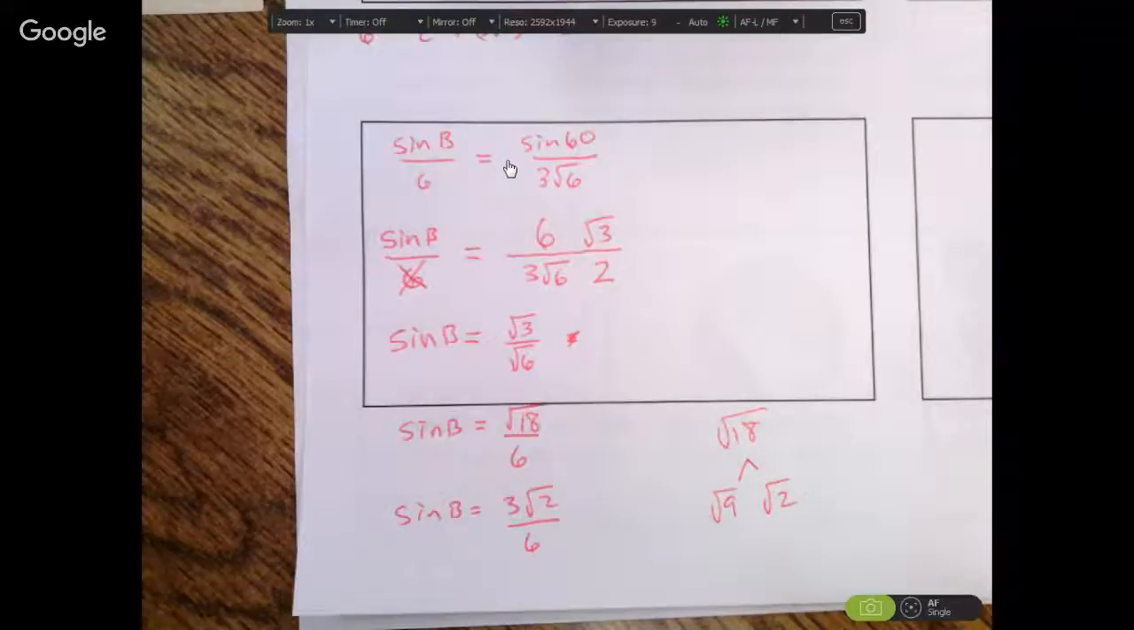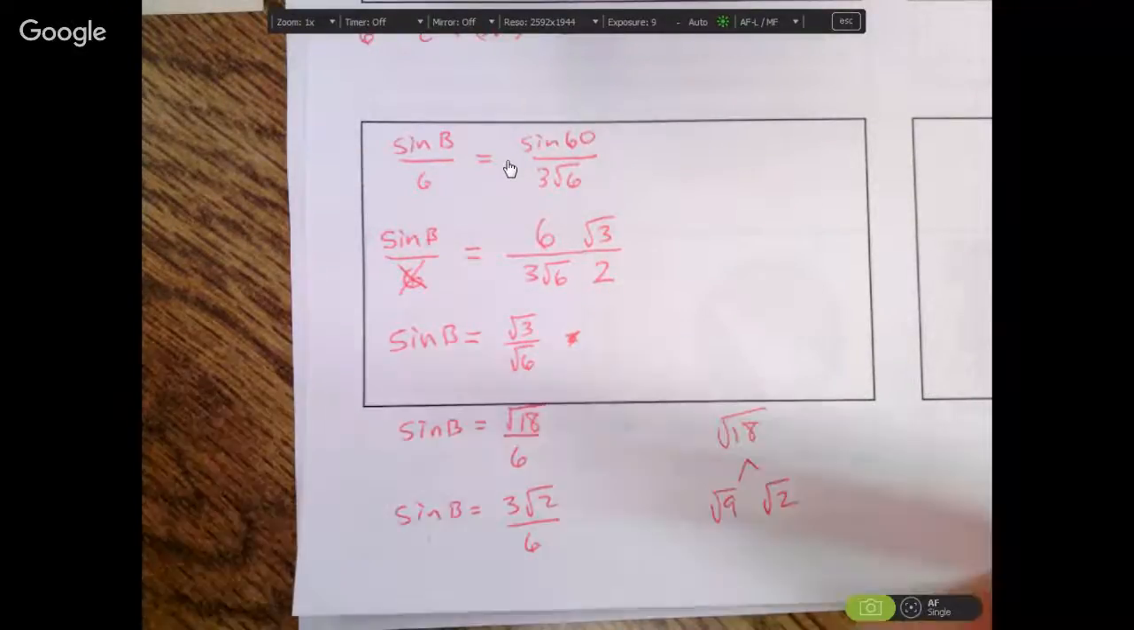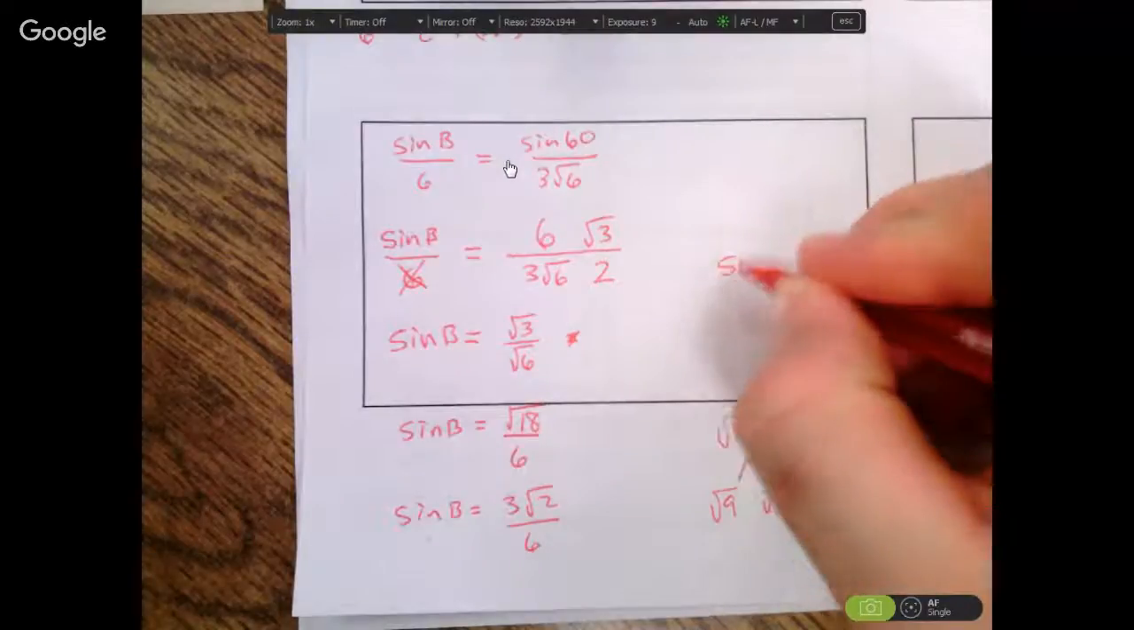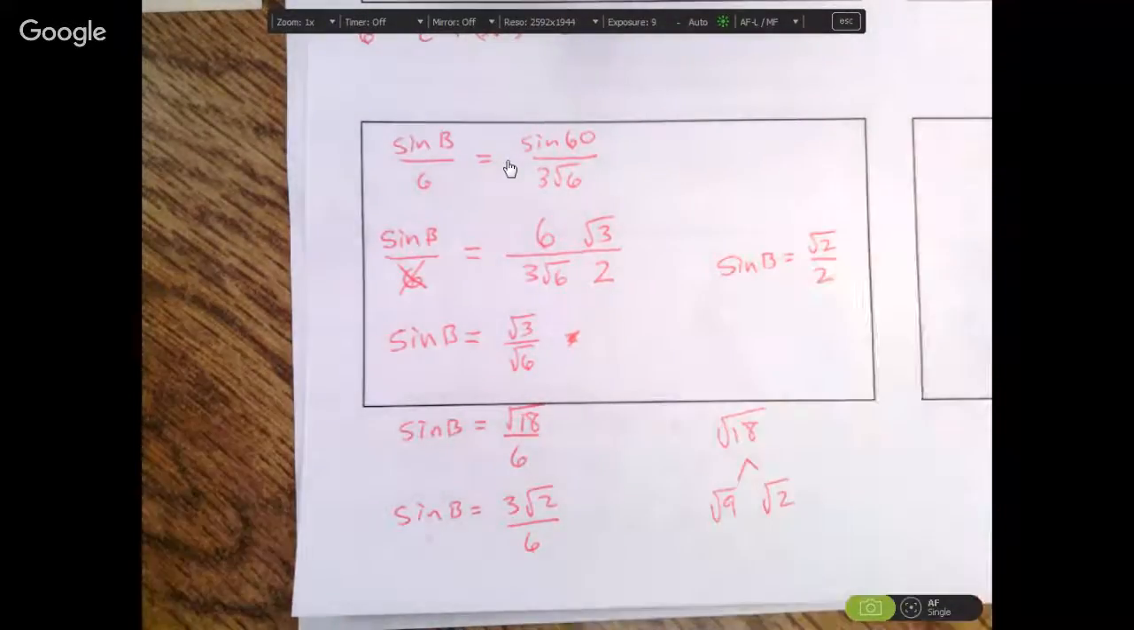Are we going to use the right half of the space? We just go down, because we have this other side. So radical 2 over 2, right? So this is sine of B equals radical 2 over 2. Can we go any farther?